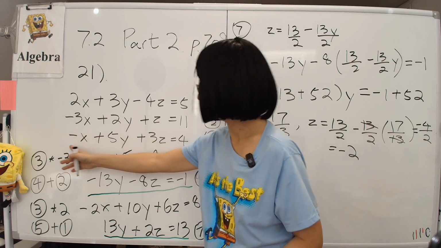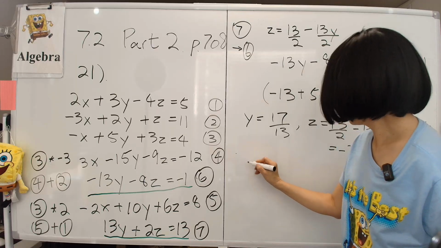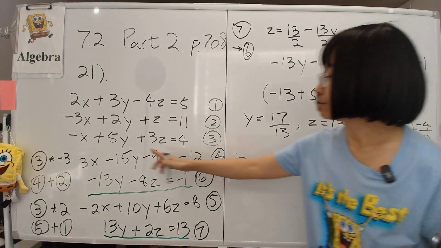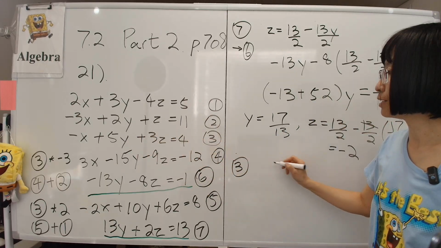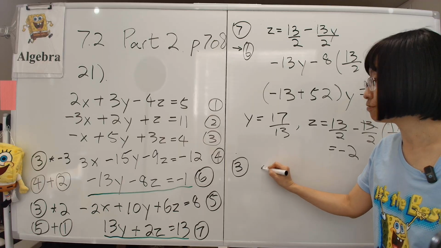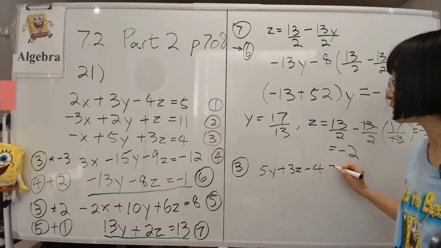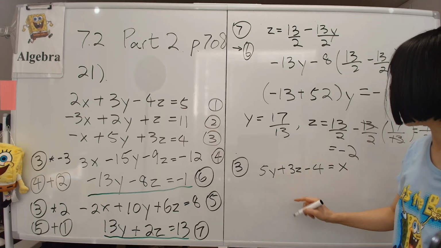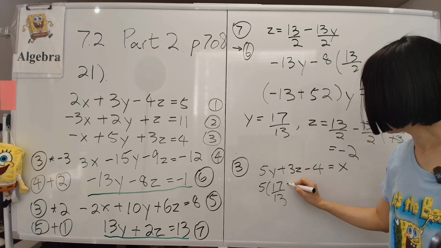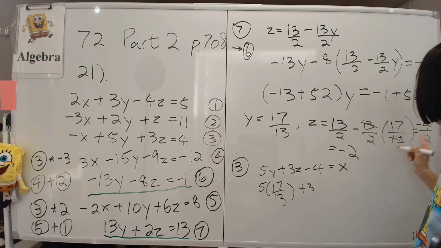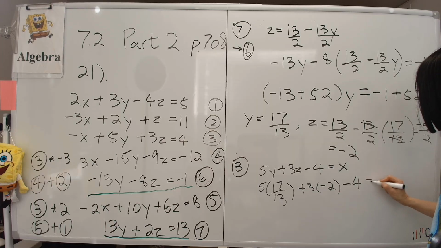So that's z. Now we only have to find x. There's an easy one to do x, so let's pick equation 3. From equation 3, let's move x to this side so that it's positive, and move the 4 onto the other side. Once x has moved, we have 5y plus 3z minus 4, because 4 got moved, and that equals x. So 5 times 17 over 13, that's y, plus 3 times z, which is minus 2, and then minus 4. Whatever this is will be equal to x.